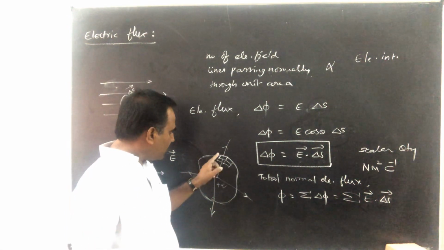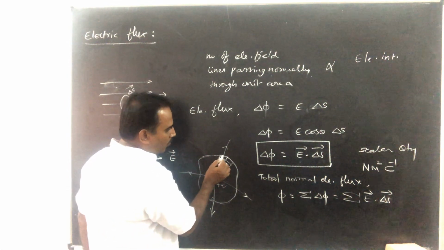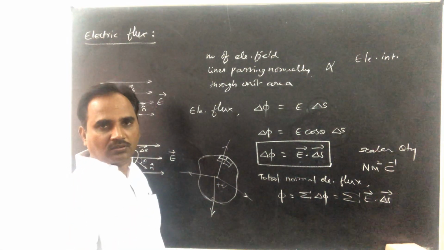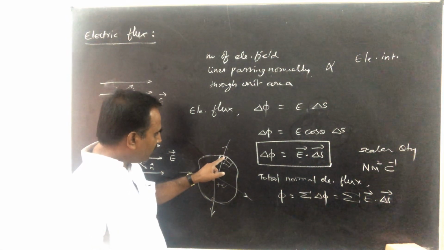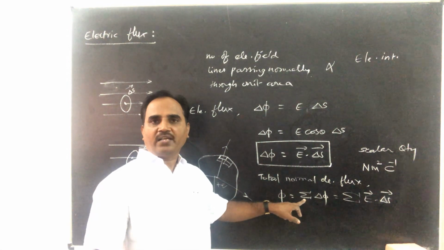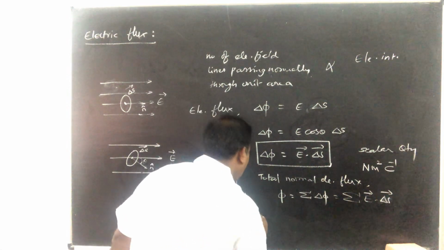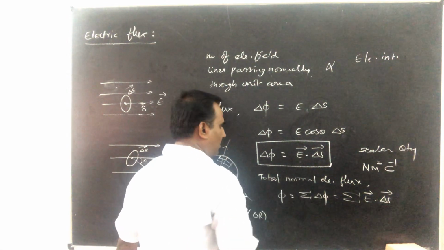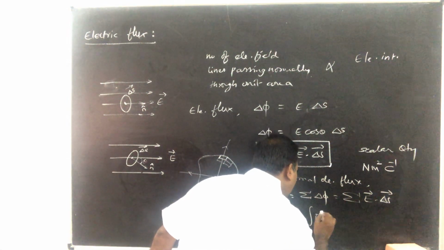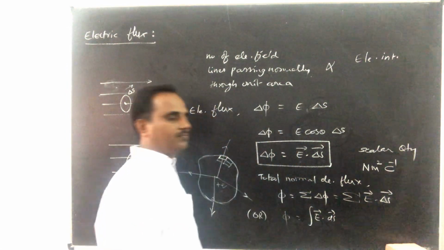Now, if I consider each element to be infinitesimally small, then what happens? The smaller each element is, the larger the number of elements becomes. So if each element is infinitesimally small, the summation will become an infinite summation. An infinite summation is nothing but integration. Therefore, sometimes the expression for this electric flux can also be written as integral E dot dS. You can write it like this.